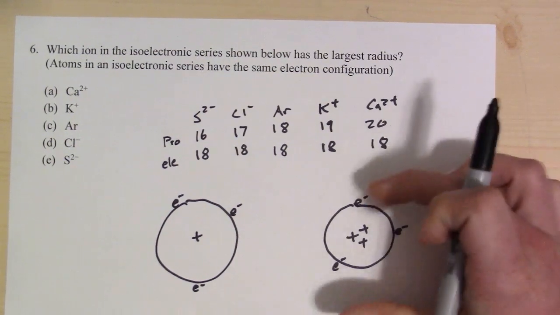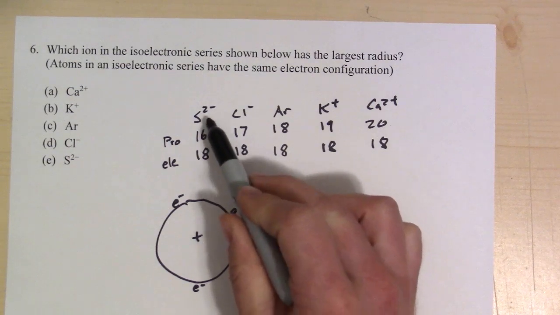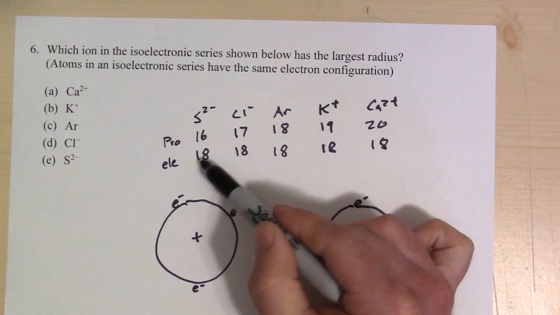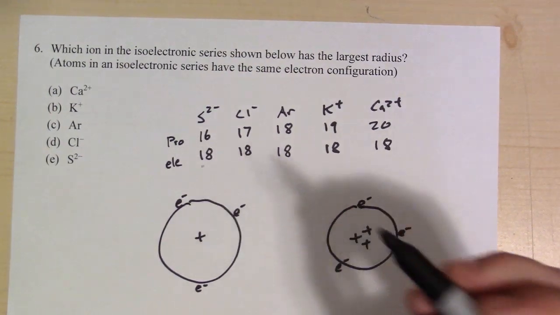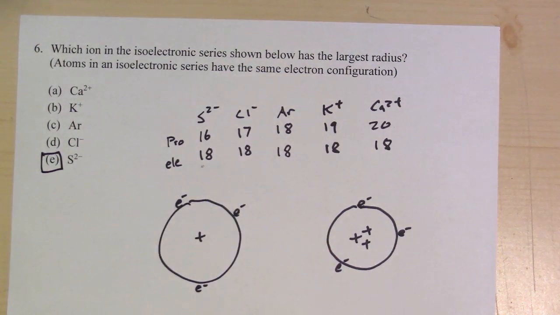So calcium would have the smallest radius. That would mean that sulfur has the largest radius because the 16 protons are least able to hold those 18 electrons. So here the largest radius will be sulfur 2-.